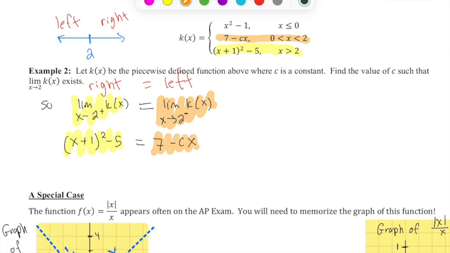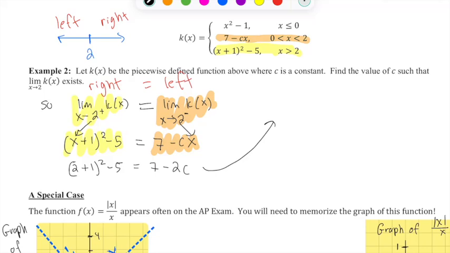And we're going to plug in 2. Because again, the 2 goes here, and the 2 goes here. And then we solve our equation. So this is going to be 2 plus 1 squared minus 5 equals 7 minus 2c.